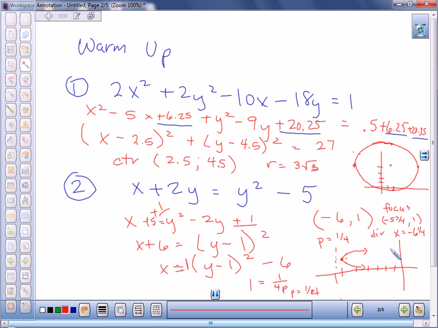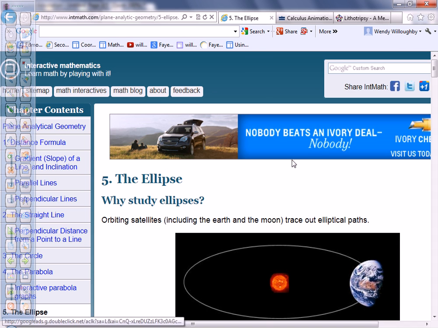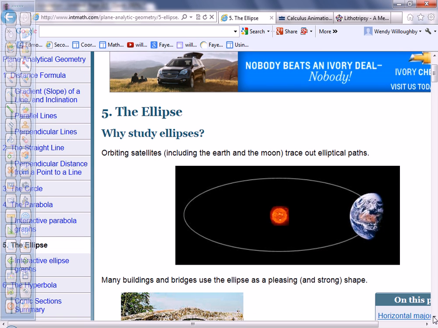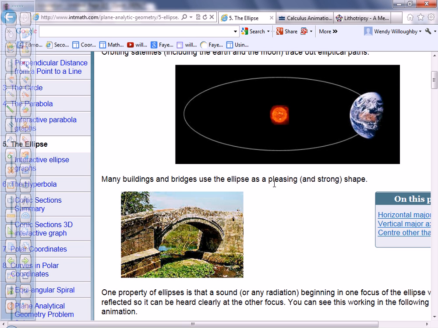All right. Today we're going to talk about the ellipse. And I'd like to show you a few things about the ellipse. Why study ellipses? The first thing we have here shows us that orbiting satellites, including the Earth and the Moon, trace out elliptical paths. So that's kind of cool. Many buildings and bridges use the ellipse as a pleasing and strong shape. So here's a bridge that has an elliptical support.